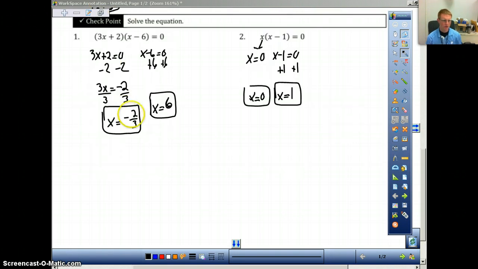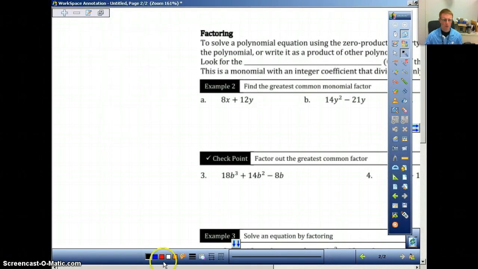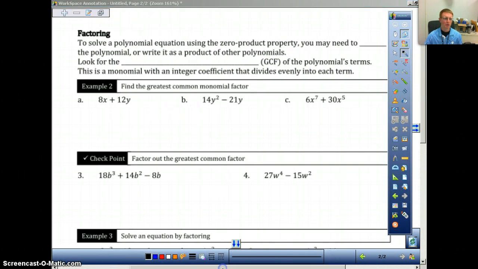Okay, so setting each of these equal to 0, you should have gotten x equals negative 2/3 and x equals positive 6. Over here, you should have gotten x equals 0 and x equals 1. Okay, moving on. So now we're going to talk about factoring. The reason we're going to talk about factoring is because to be able to solve for zeros, like what we did on the previous page, we have to factor first.